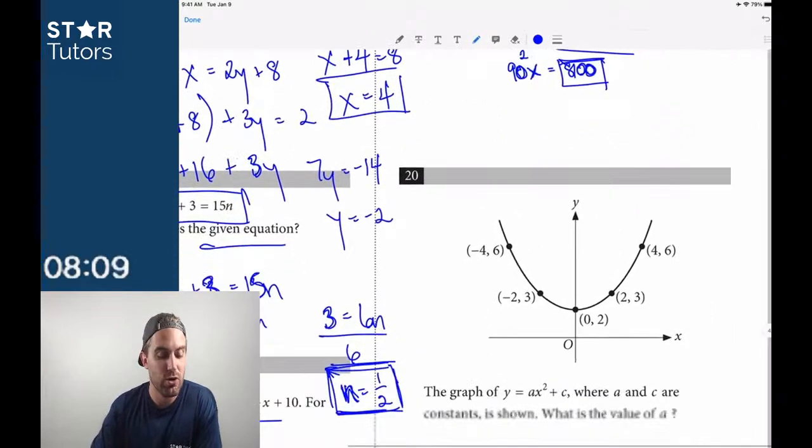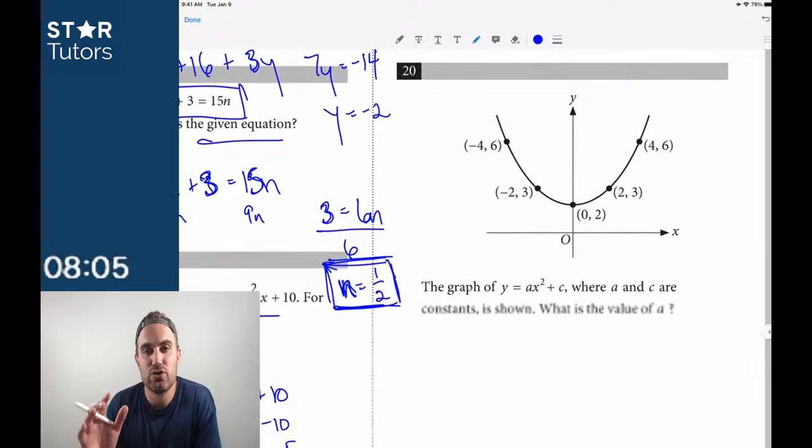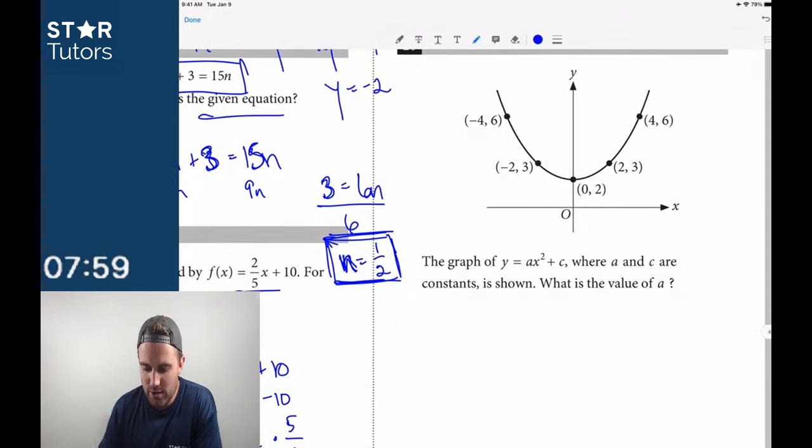So that question is extremely easy if you know the rule, and if you don't, you can be in trouble because you can just sit there and do it over and over again.